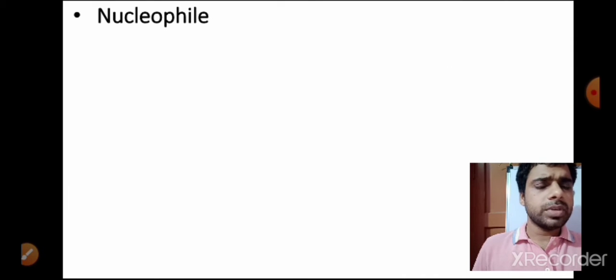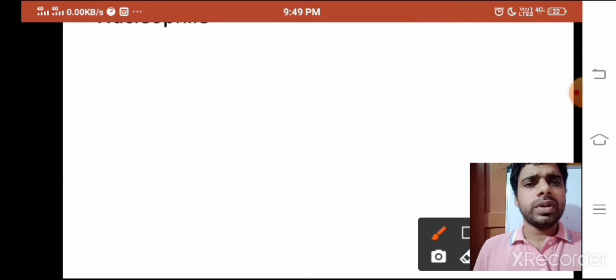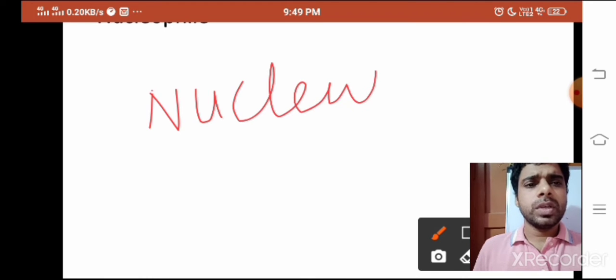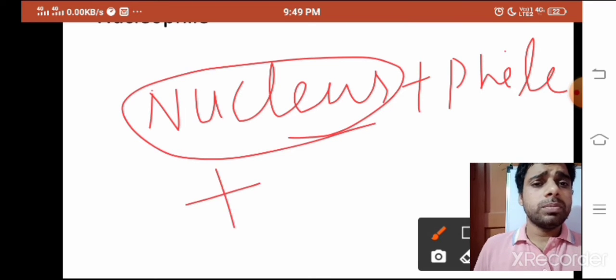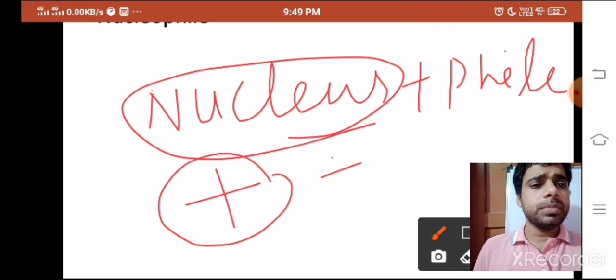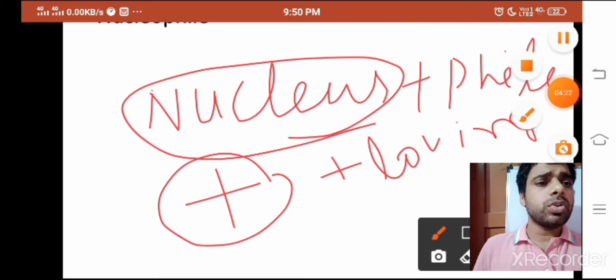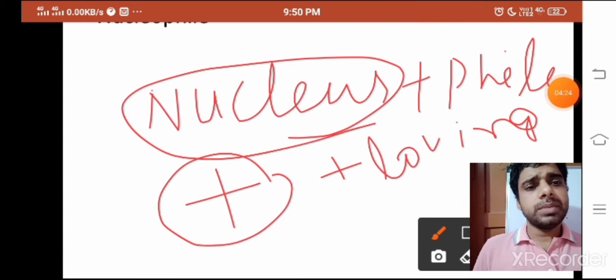Next is the nucleophile. We will talk about what nucleophile means. The word nucleophile is derived from nucleus plus phile, that is, philic. The nucleus is made up of neutrons plus protons, so it has positive charge, and philic means loving, attraction. So it means a proton acceptor.